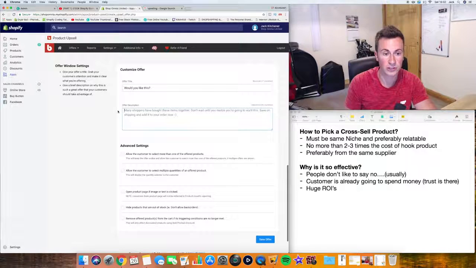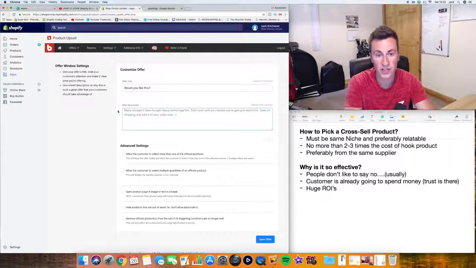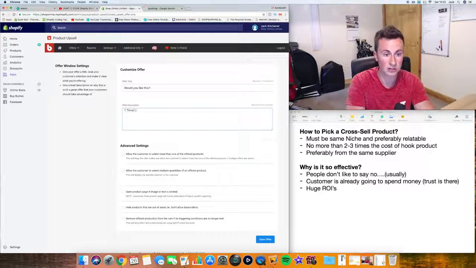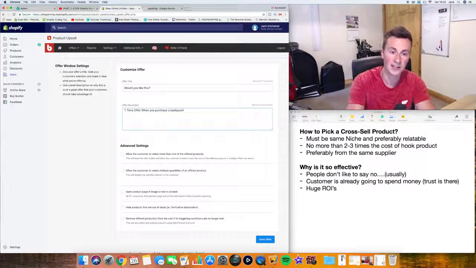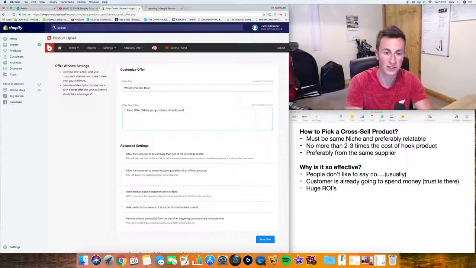And then offer description, this way you want to create urgency and that fear of missing out. So something along the lines of one-time offer when you purchase a backpack. So again, it's creating that urgency that they don't want to miss out, and it's only a one-time offer. They don't want to miss out.